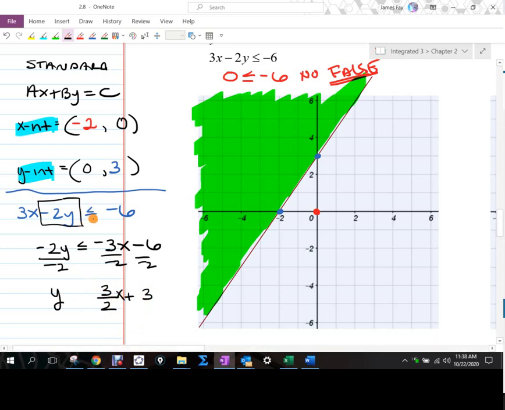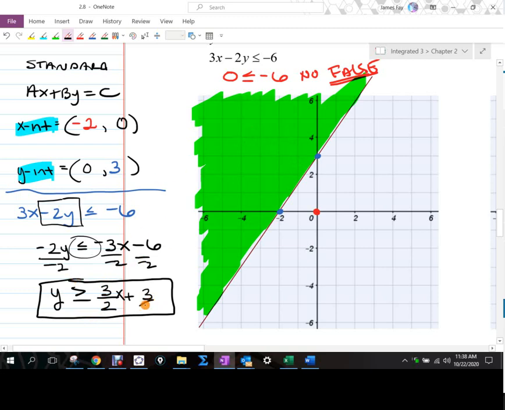Now, the one thing that we got to pay attention to is when you divide an inequality by a negative number, what do you have to do to this symbol? Flip its direction. So now it becomes y is greater than or equal to. So I can change it into that. Okay. My hope is that you see there's a lot of stuff going on there. Okay. But let's see if that models what we have here in green.